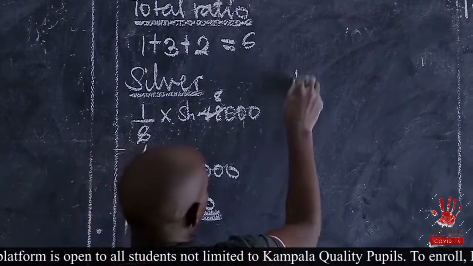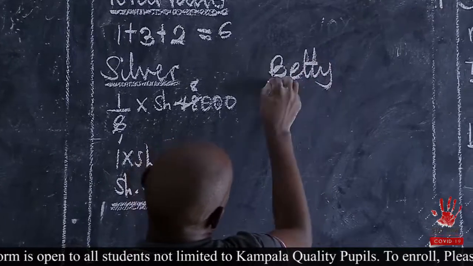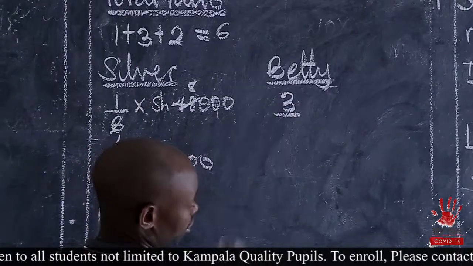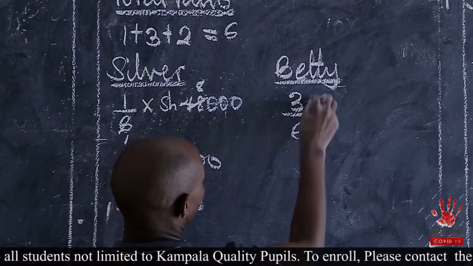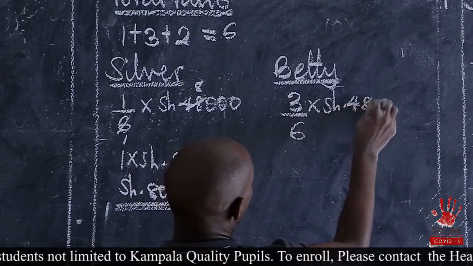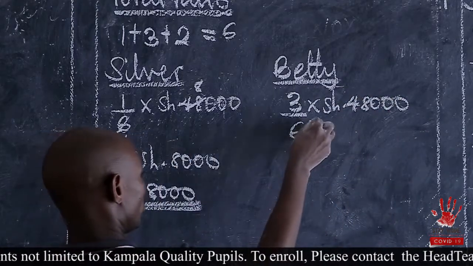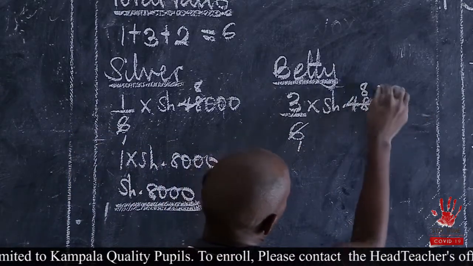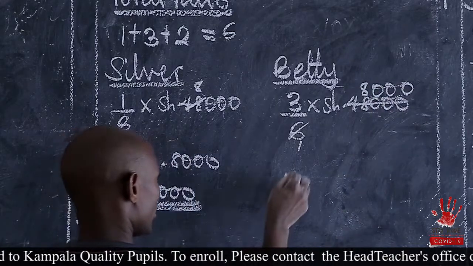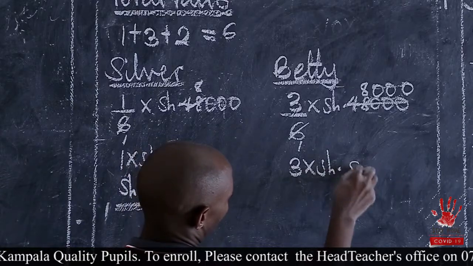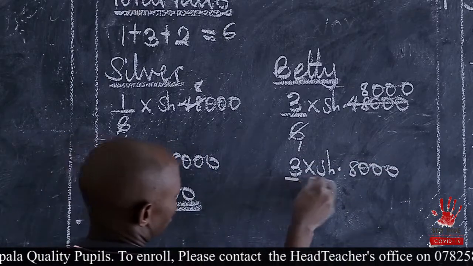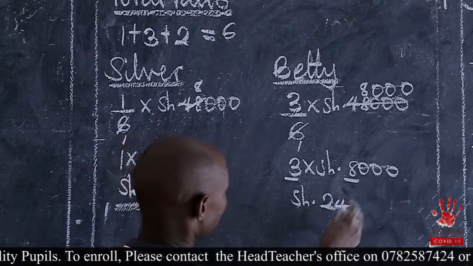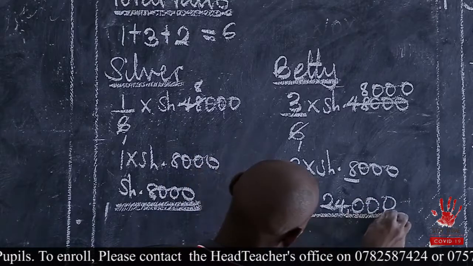How much did each get? We have now Betty. So Betty has the second ratio, which is 3, out of the total ratio, which is 6, then we multiply by the money they are sharing, 48,000. So by 6, 1, 6, that is 8, plus these zeros. Therefore, we shall have 3 times 8,000 shillings. 3 times 8, we are getting 24, then plus these 3 zeros, which is 24,000.